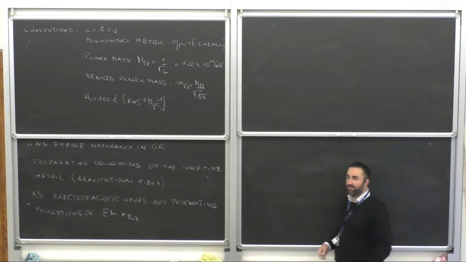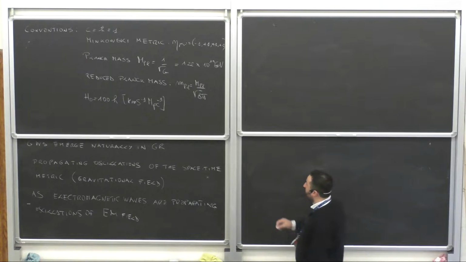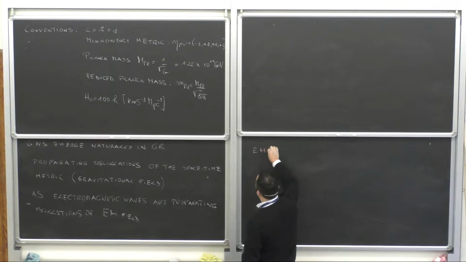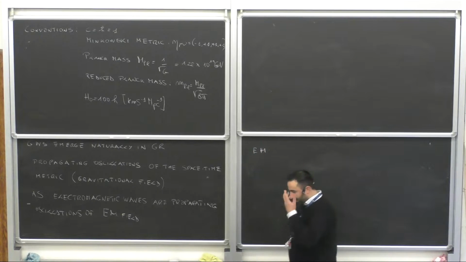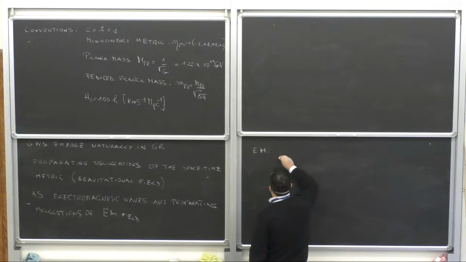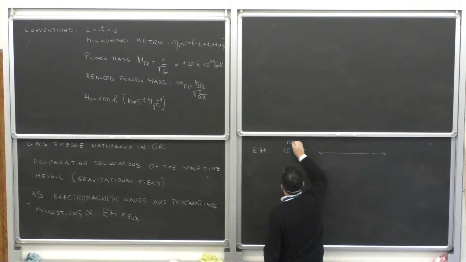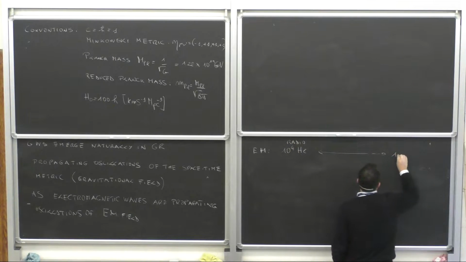Later, I will give you a more quantitative definition of gravitational waves. So if you want to have an idea in your mind, let's think about the electromagnetic spectrum, okay? The electromagnetic spectrum goes from frequency 10 to the 4 hertz, so in the radio, up to 10 to 20 hertz for gamma rays, okay?